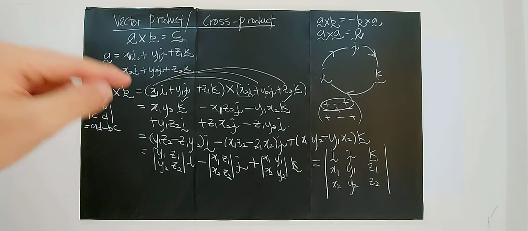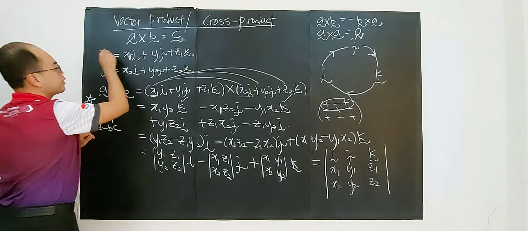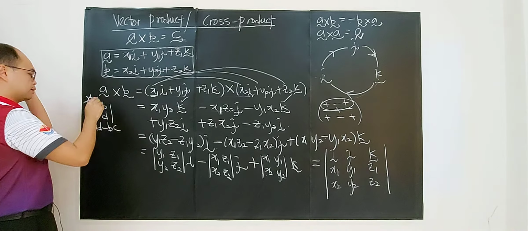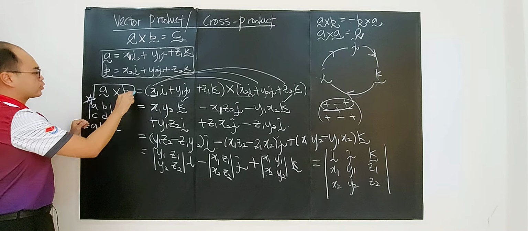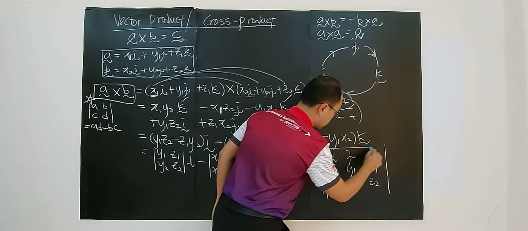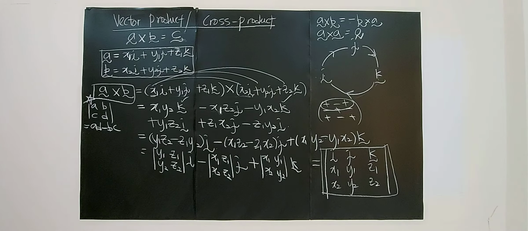So for simplicity, if you have A and B in this form, and you take A cross B, it's actually defined this way. It means you can use this method to calculate the cross product.